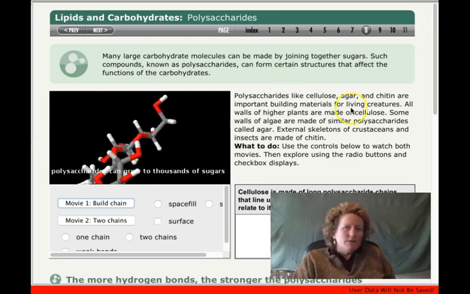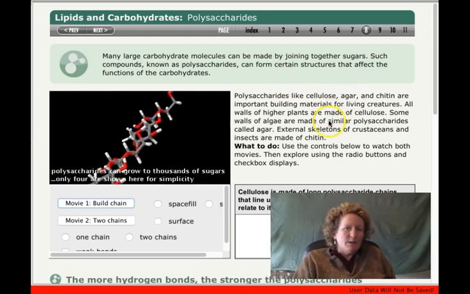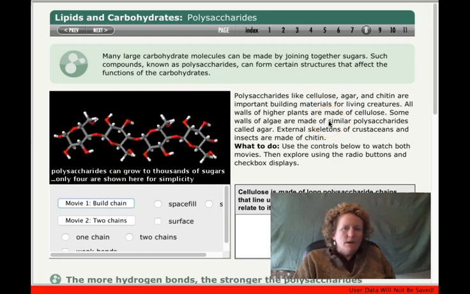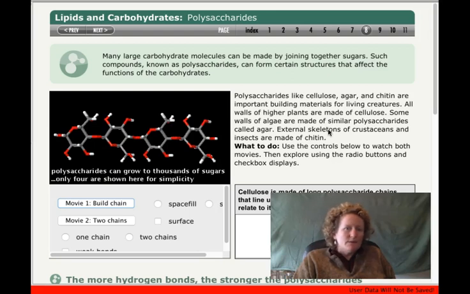Polysaccharides, like cellulose, agar, and chitin, are important building materials for living creatures. All walls of higher plants are made of cellulose. Some walls of algae are made of similar polysaccharides called agar. External skeletons of crustaceans and insects are made of chitin. So I believe this is cellulose.